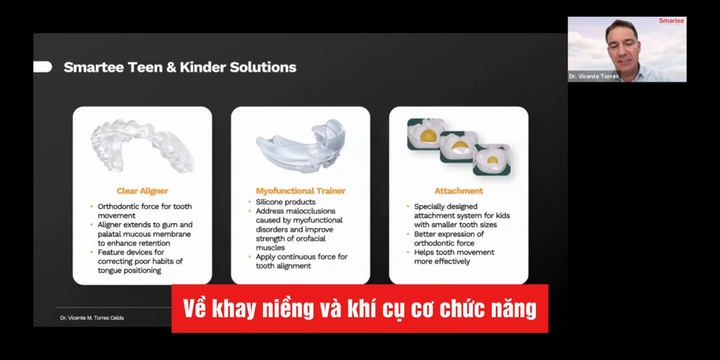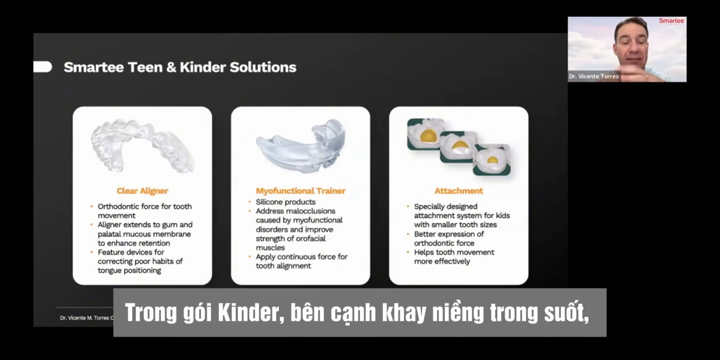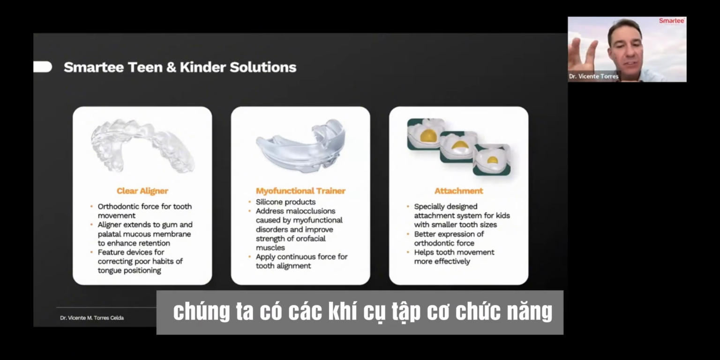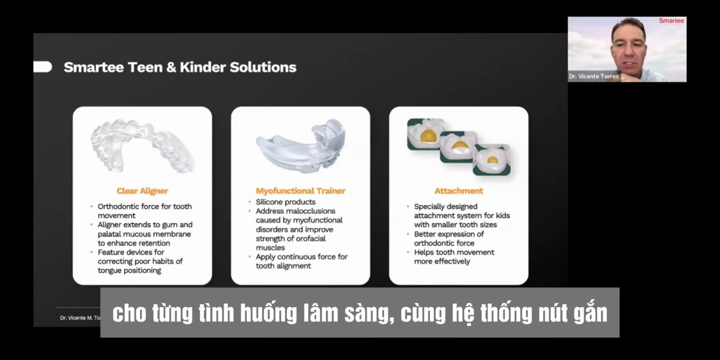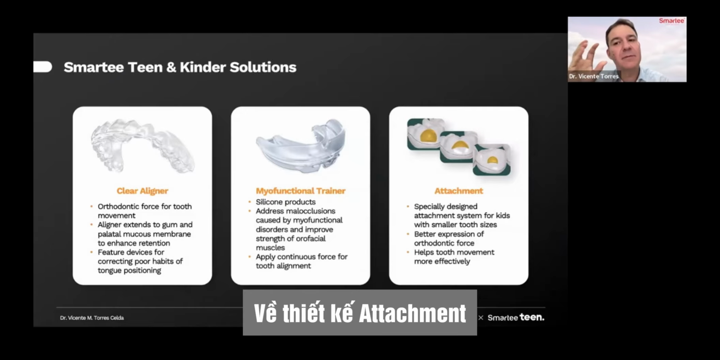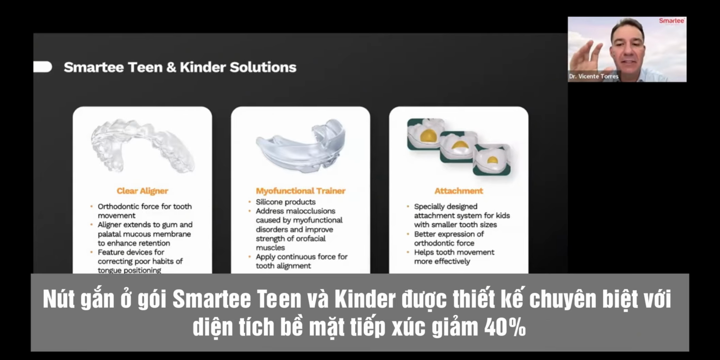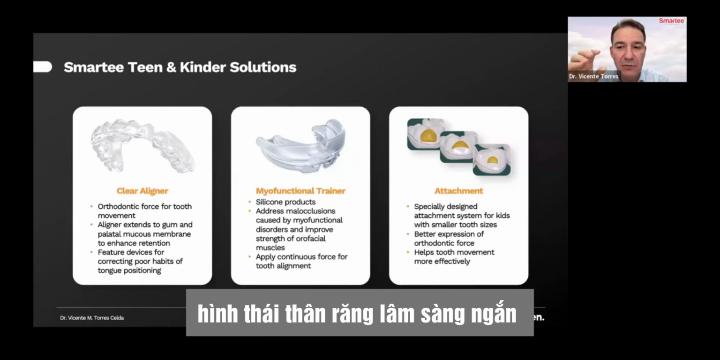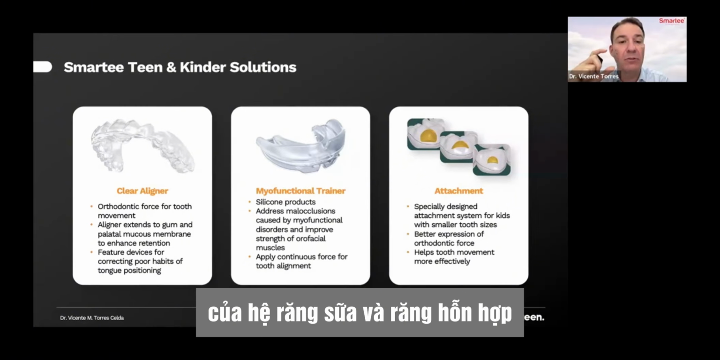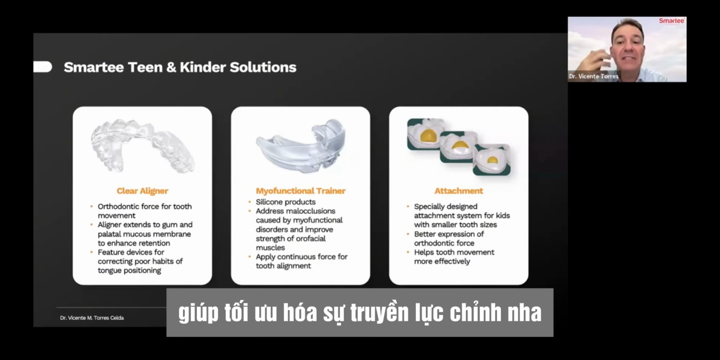In the Smartee Teen and Kinder, we have the clear aligner, of course, and the myofunctional trainers, which are very different. We have 3 different kinds of myofunctionals, and the attachments. The attachment in the Smartee Teen and Kinder is a special attachment because it's 40% smaller, specially designed for kids, for these small crown teeth, for the baby teeth, and it has better expression of the orthodontic force.